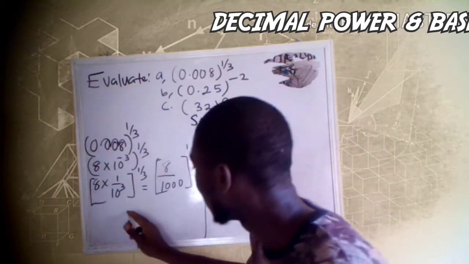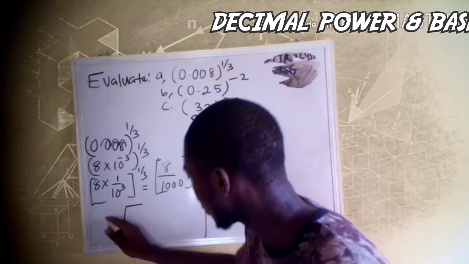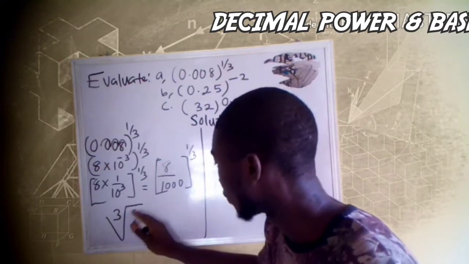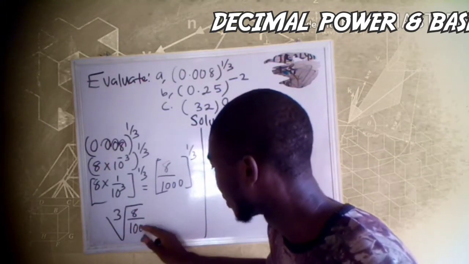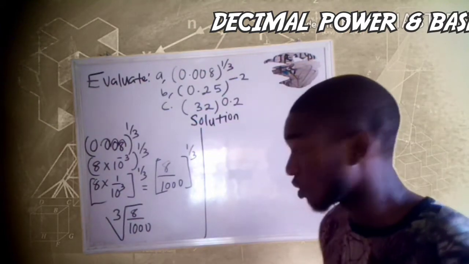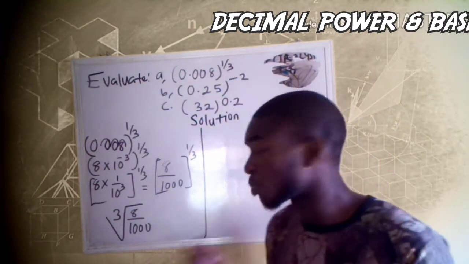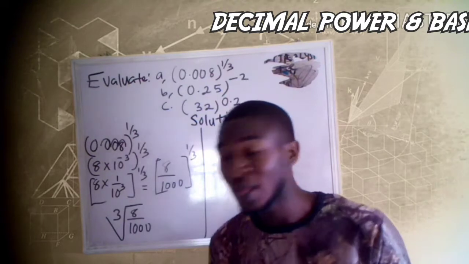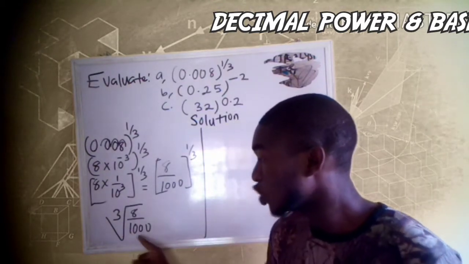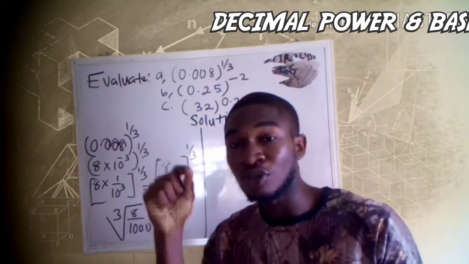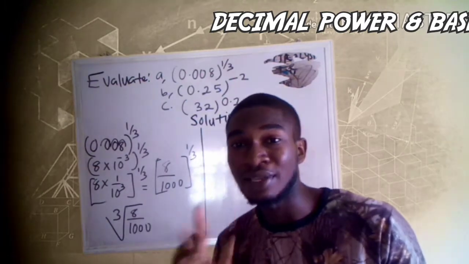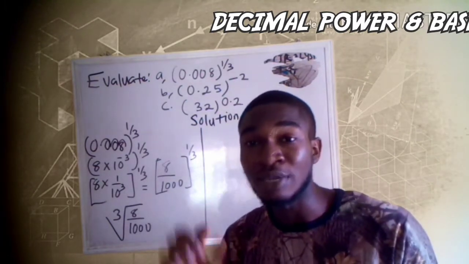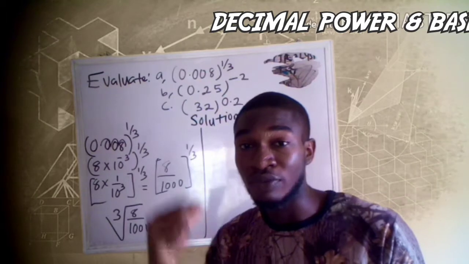So we'll now have the cube root of 8 over 1000. Which number am I going to raise to the power of 3 to obtain 8? That is 2. And which number am I going to raise to the power of 3 to obtain 1000? That's 10, because 10 times 10 is 100, then 100 times 10 again will give us 1000.